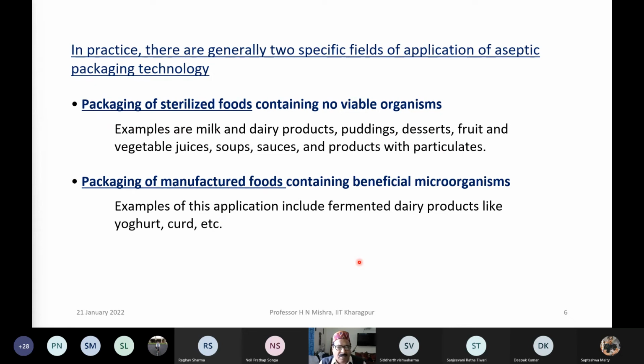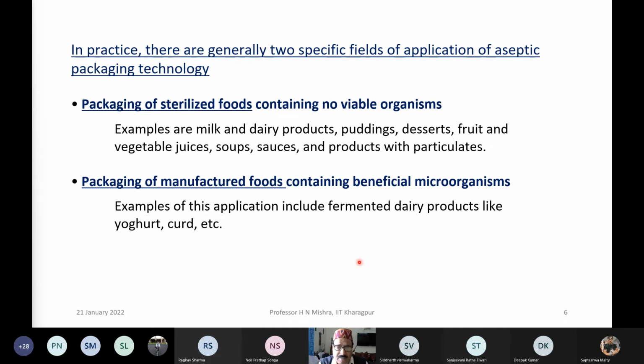Okay, so in practice, there are generally two specific fields of application of aseptic packaging technologies. There may be packaging of sterilized foods containing no viable microorganisms, like milk, dairy products, puddings, desserts, fruit and vegetable juices, soups, sauces, and products with particulates. You can see gravy with vegetable pieces or meat pieces, etc. There are many ready to eat, ready to serve food products which are aseptically processed and packaged.